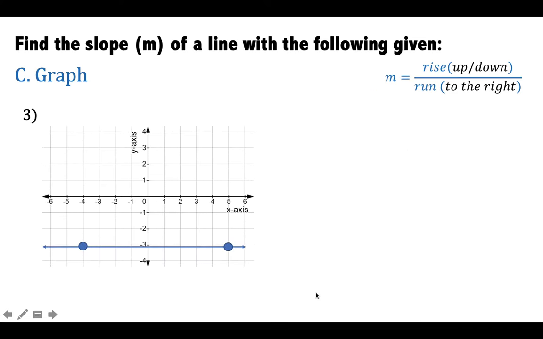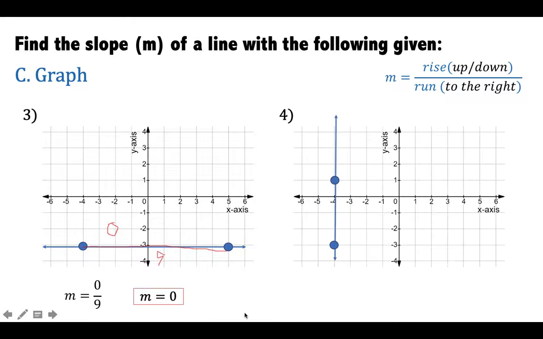For given number 3, from this point, we will go to the other point. How many units are we going to rise? No need to go up or go down. Therefore, our rise is 0. Next, to run, from here, let's count 1, 2, 3, 4, 5, 6, 7, 8, 9 units. So there are 9 units for our denominator. So that would be 0/9, and 0/9 is equal to 0. Therefore, our slope is 0.